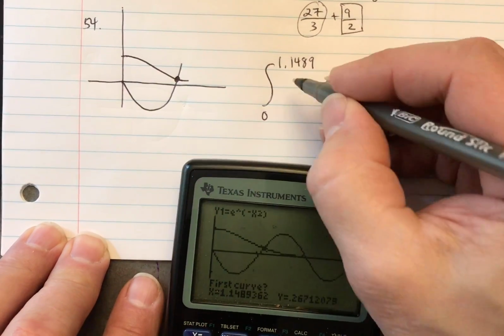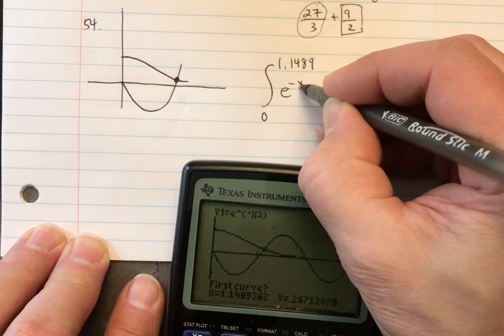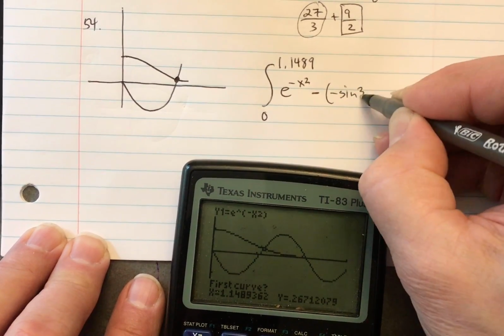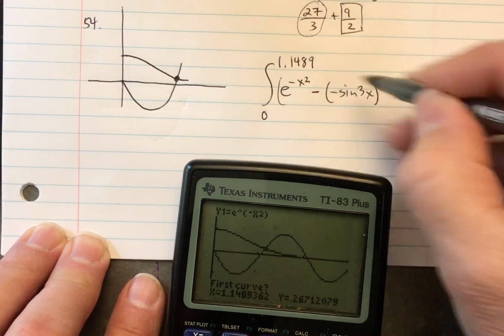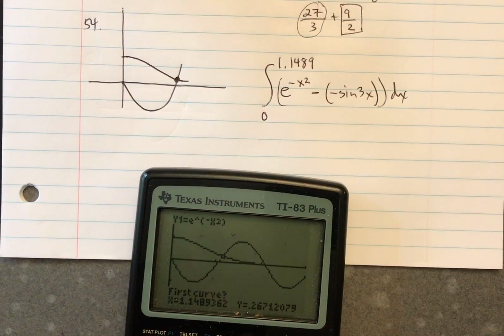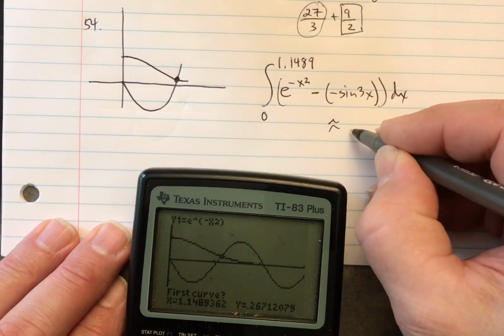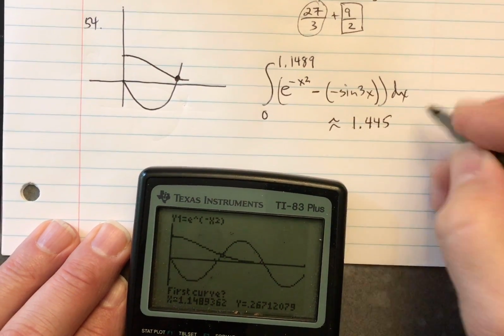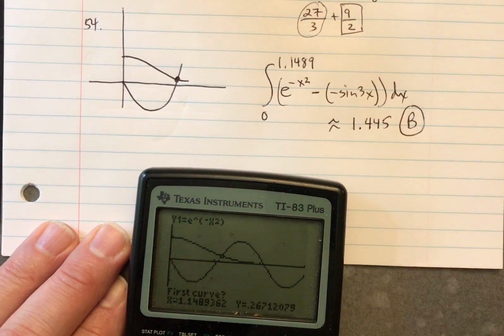So when I do my integration, I'm going to integrate from 0 to 1.1489. And my upper function is e to the minus x squared minus negative sine of 3x. And I'm integrating with respect to x. And when you do this, you should get 1.445, which will be letter B.